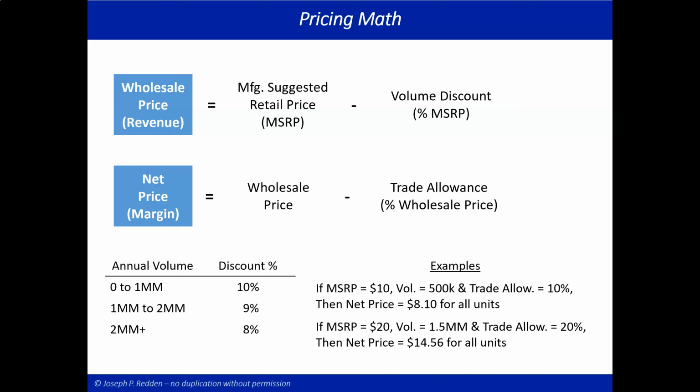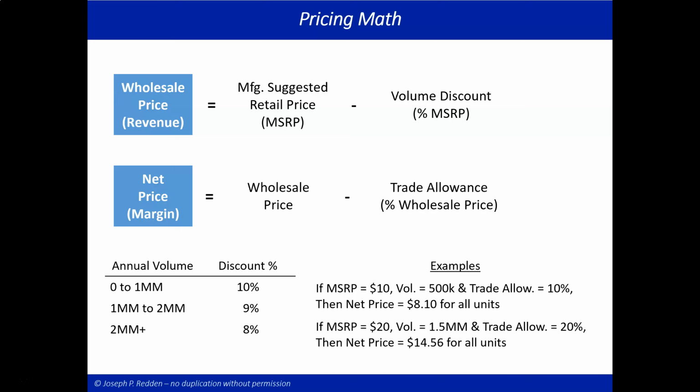As an example, if your manufacturer's suggested retail price was $10, your volume was 500,000 units, and your trade allowance was 10%, we can get to your net price. First we would take your MSRP of $10 minus your volume discount, which at 500,000 units would be 10%. That means we would get $9 for our wholesale price. Then our trade allowance means we have to give another 10% of that $9. So we would get to keep $8.10 at the end, and 90 cents would go toward supporting our product, the money for the retailer to do that.